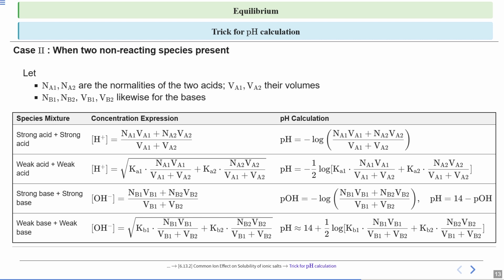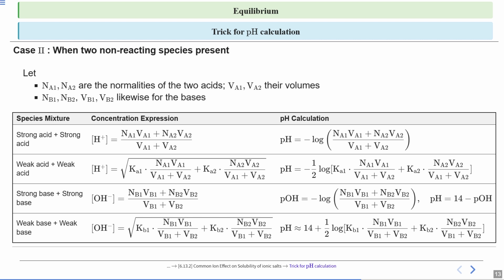When there are 2 strong acids present, we will simply take the contribution from each acid. So Na1, Va1 from the first one plus Na2, Va2 from the second one. Add both of these contributions and divide by the new volume, which is Va1 plus Va2. So this will give you your H plus concentration. Further, if you take the negative logarithm of this, then you will be able to calculate the pH.